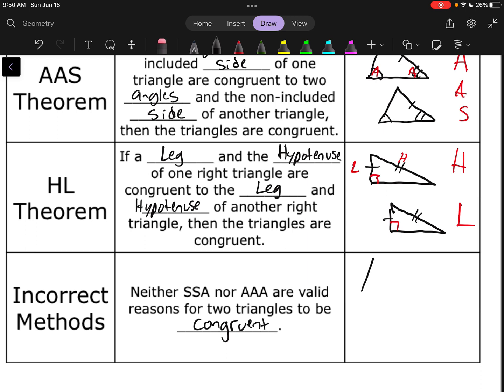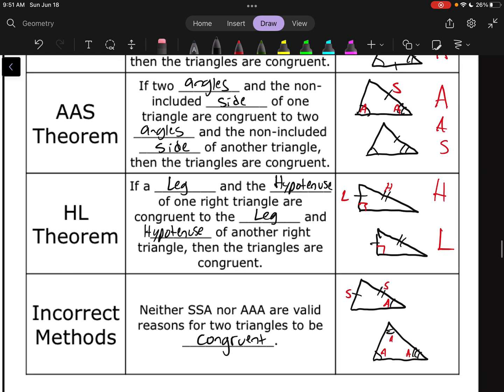So that would look like this. If I've got a side, a side, and an angle, that doesn't work. Or just an angle, an angle, and an angle. So neither of those methods are going to work.